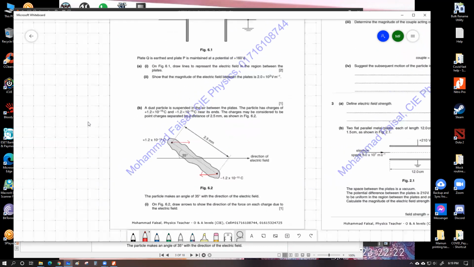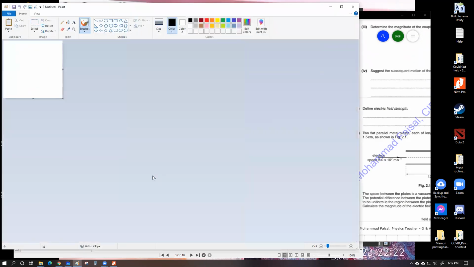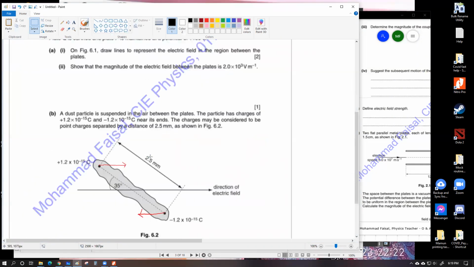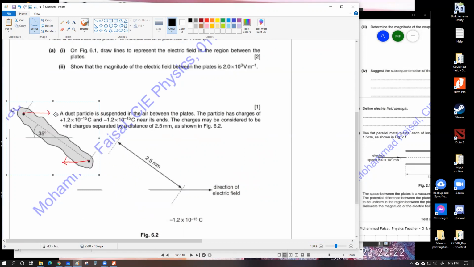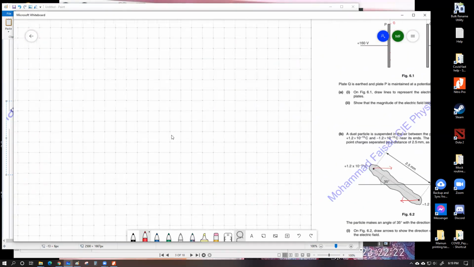Can I copy this all together? Actually, if I copy this, can I paste it on Paint? Oh yes, I can. Beautiful. So let me just select this part, freeform selection, Control C, and let me just paste it over here.